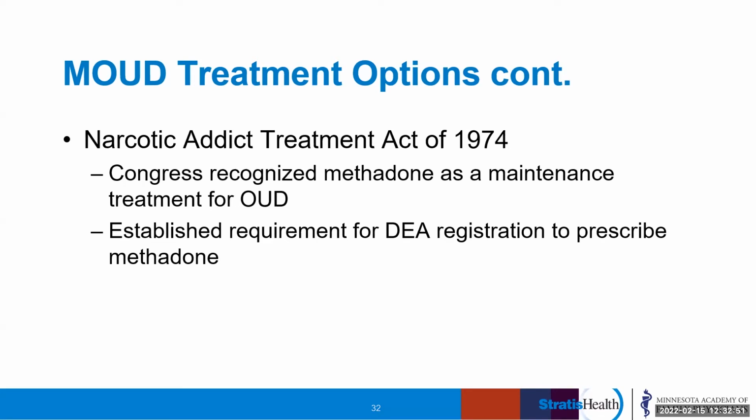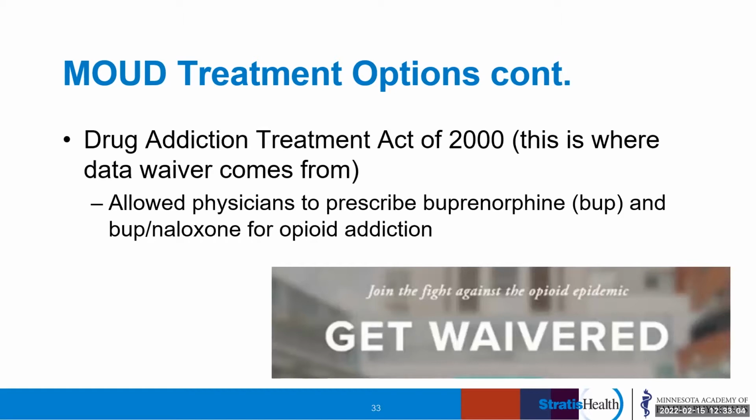And I think the methadone clinics are one of the very restrictive treatment centers that you're going to have. They're very rule-oriented in how those run. And so then really there was a drought again from 1974 until about 2000. And many of you will recall the DATA Act, the Drug Addiction Treatment Act. And this is where the data waiver came from.